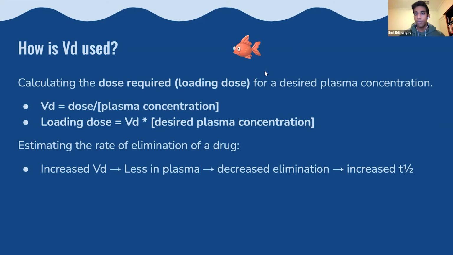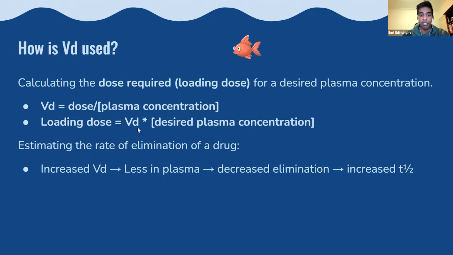So now I've sort of touched on this already, but how is the volume of distribution actually used? The way it's used is you can calculate the dose required, or the loading dose, for a desired plasma concentration of a drug that you want. Since you know the volume of distribution already for all drugs, and you know that the volume of distribution is the dose that you give to the patient divided by the concentration of the drug in the patient's bloodstream, then you can rearrange this equation.